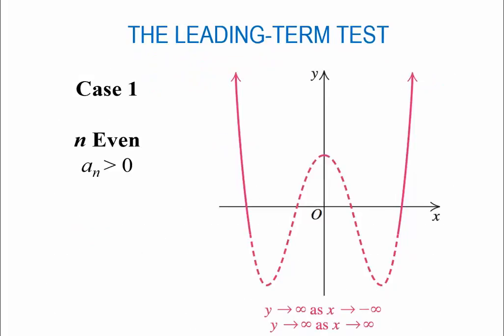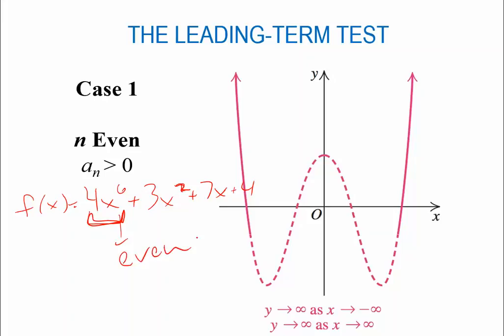If you have something that looks like this, maybe this would be better for an example. Let's say we have 4x to the 6th plus 3x squared plus 7x plus 4. What we're really going to do is look at the leading term. We say to ourselves first, this is an even function, and a is greater than 0. Based upon that, you know it's going to start high and end high. We don't know what's happening in the middle. That's why they have those little dashed lines there. We have no clue what's happening in the middle, but end behavior says it's going to start high and end high.